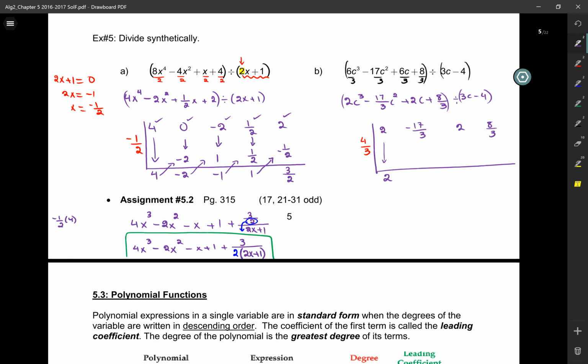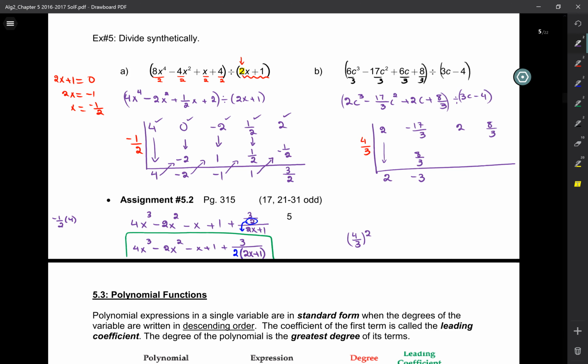Two comes down. Now, I'm going to multiply 4/3 times 2. Nobody's going to take points off for you if you write stuff down. So write them down. What do we get? 8/3. Now, let's add. Negative 17/3 plus 8/3 will be negative 9/3, which is how much? It's negative 3. How nicely does that work out?